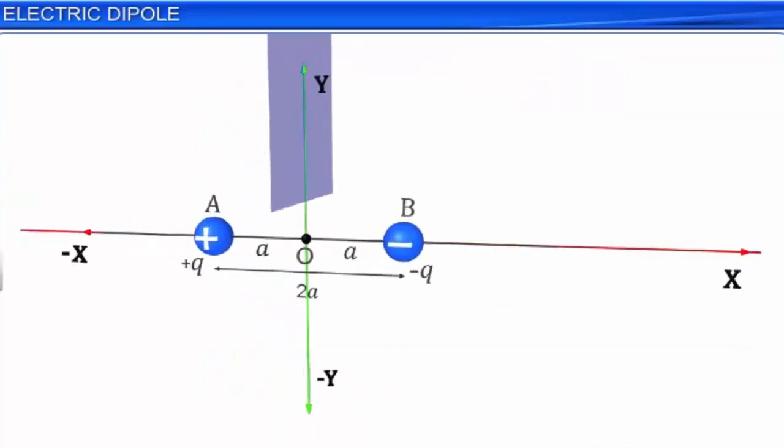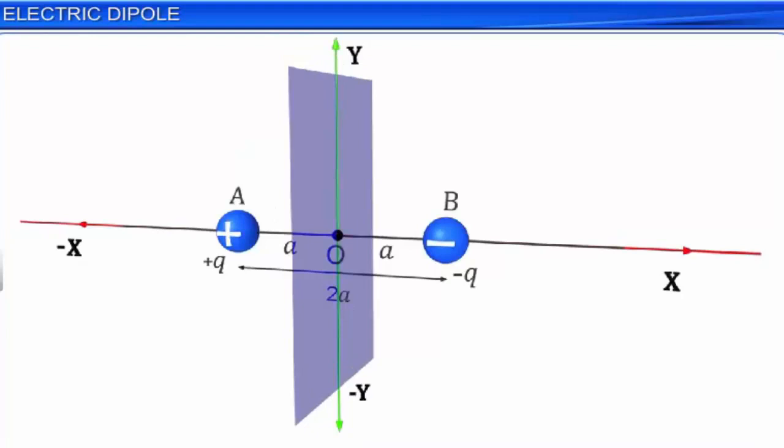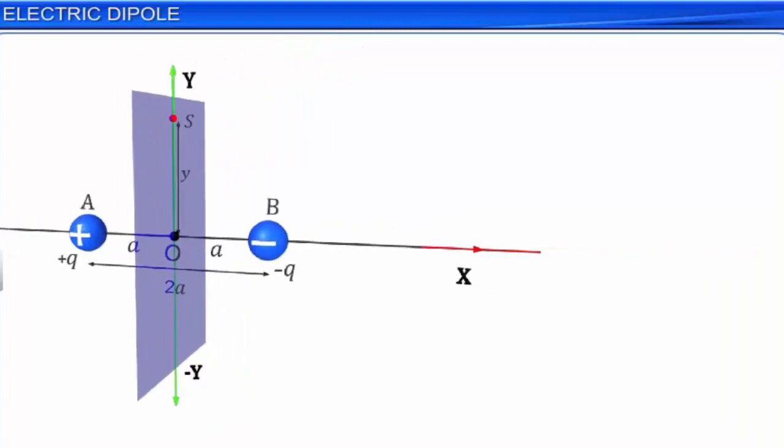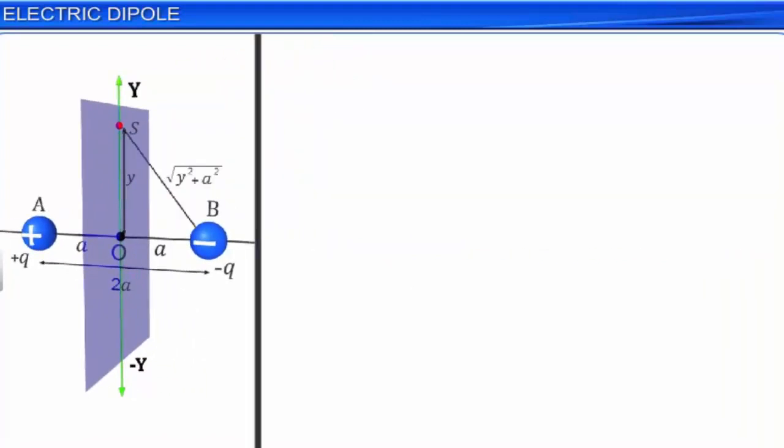Let us now obtain an expression for the electric field strength at a point S on the equatorial plane of the electric dipole. Let point S be at a distance y from the center O of the dipole. The point S is at a distance r, equal to root y square plus a square, from each charge of the electric dipole. Let this be equation 10.